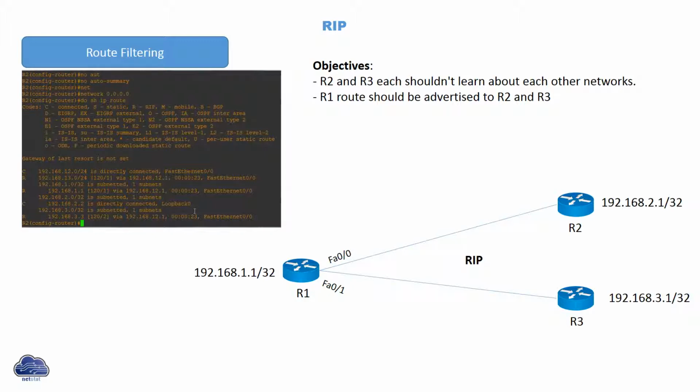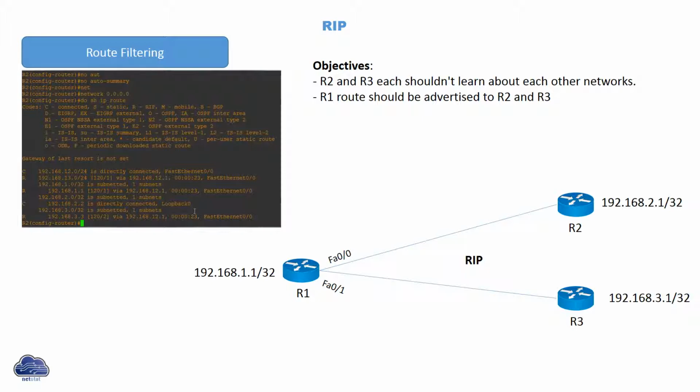In this example here, we have R2 and R3 announcing two networks into the RIP domain. Our objective is to restrict R2 from announcing its network to R3 and vice versa. At the same time, we need to keep announcing 192.168.1.1 to R2 and R3.